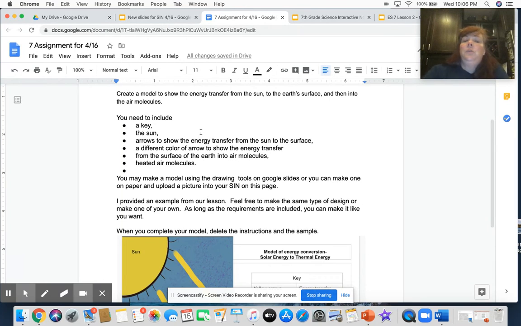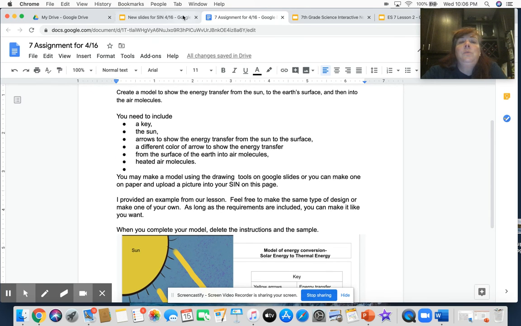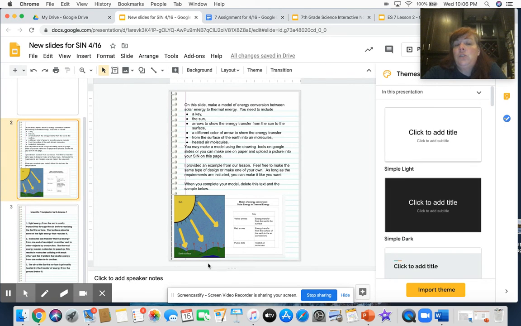You can make this in your interactive notebook with the drawing tools, shapes and such, or you can draw a picture of it on paper and then take a picture of your picture and upload it into your science interactive notebook. Either one is just fine. When you are done, you should not have my instructions or my model on your page. So delete both of these so you have room to put your own. I would suggest putting in an extra slide right there, doing your model, and then just deleting this one. But that's just me. You can do what you like.